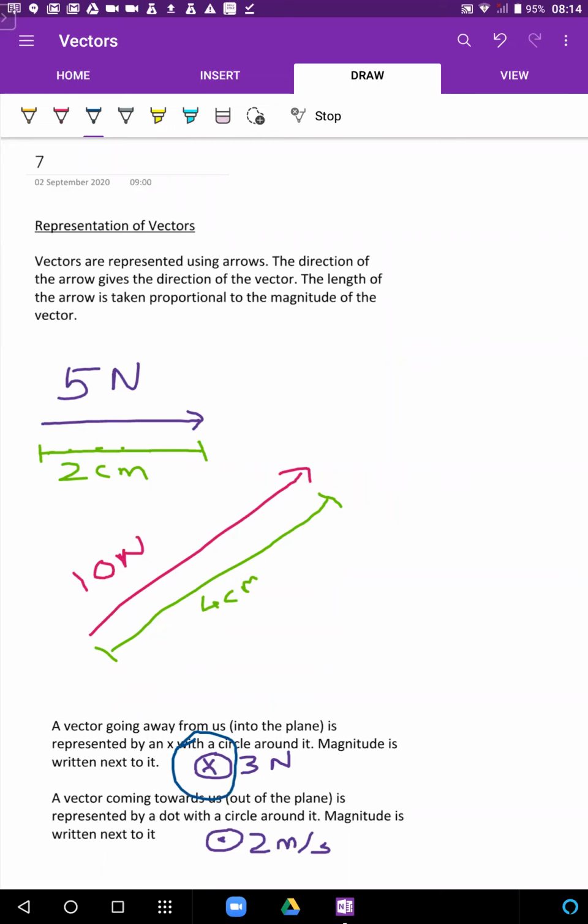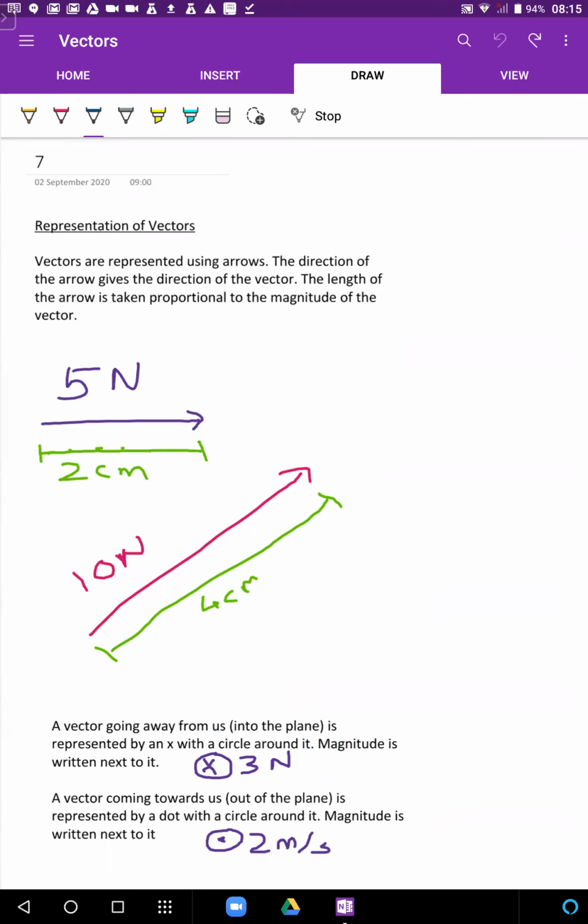And iska logic kya hai? Since we are representing vectors with arrows, you might have seen in cartoons that when an arrow flies away from you, पीछे से देखोगे तो you'll get to see the tail of the arrow, which looks like an X, right? Because of the feathers at the tail of the arrow. So this represents an arrow going away from you. Therefore, this represents a force. In this case, force मैंने है ना? I'm talking about a force. So this represents a force of 3 Newton going away from us.